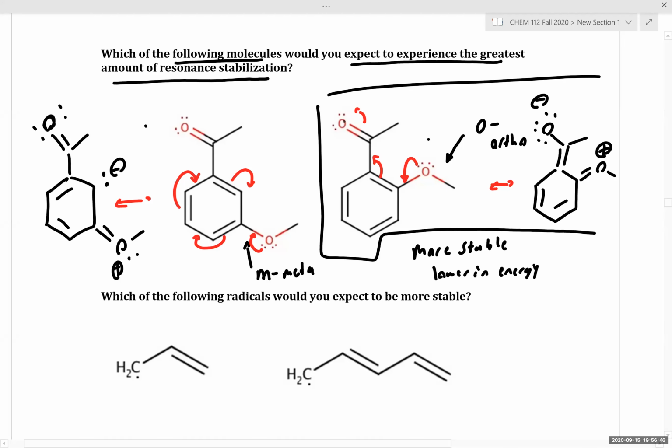Does this example make sense to everyone? In drawing resonance structures, we see in one of our examples, we can distribute our electron density over more atoms. And as a result, that structure experiences a greater amount of stabilization from resonance effects. Does that make sense to everyone? Any questions on that example?